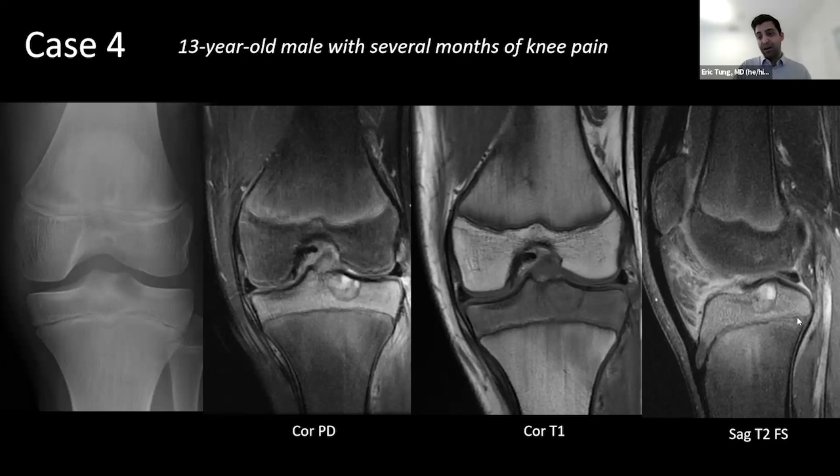We can see on the sagittal T2 fat saturated sequences that there's a little bit of intermediate signal as well as some increased intensity, and that there is a lot of marrow edema-like signal and a lot of soft tissue inflammation surrounding it, extending into Hoffa's fat pad.